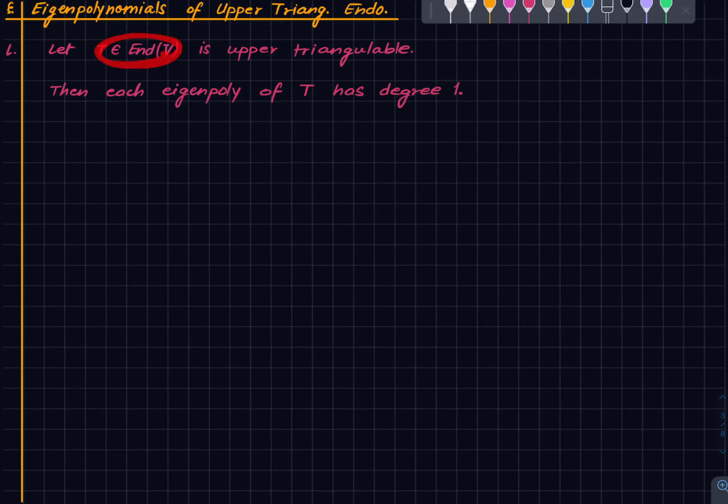Suppose T is some endomorphism which is upper triangulable, then every eigenpolynomial of T has degree 1. This is what we want to show, but this should be immediate. So first of all, we know that an endomorphism is upper triangulable if and only if the minimal polynomial splits over the base field.